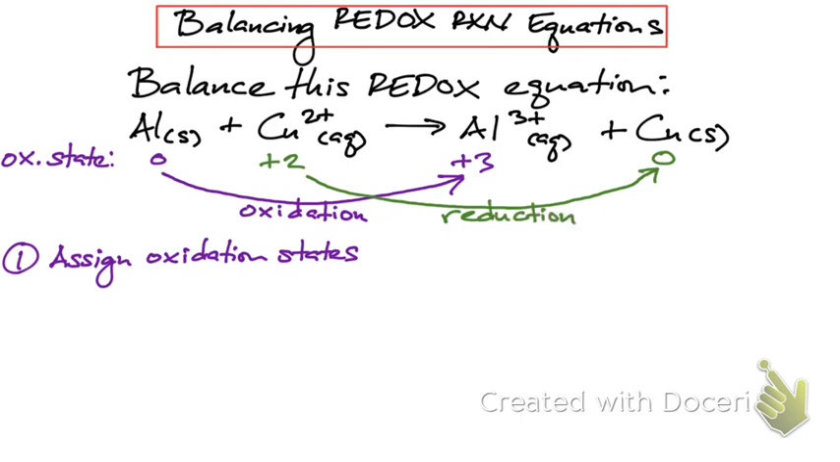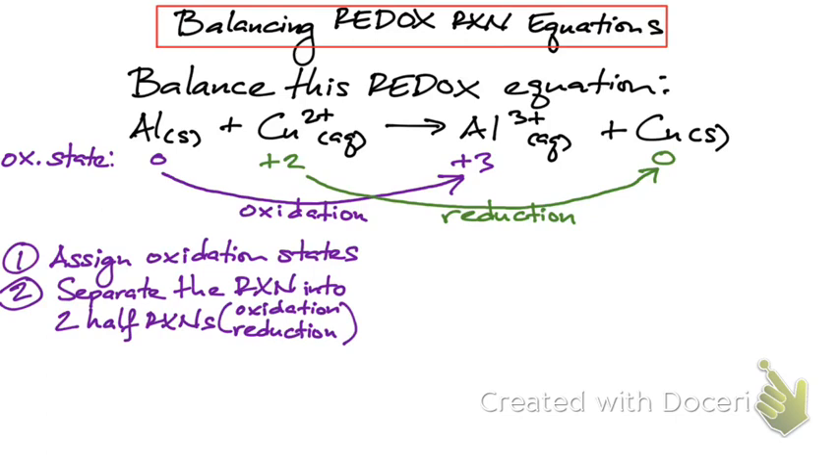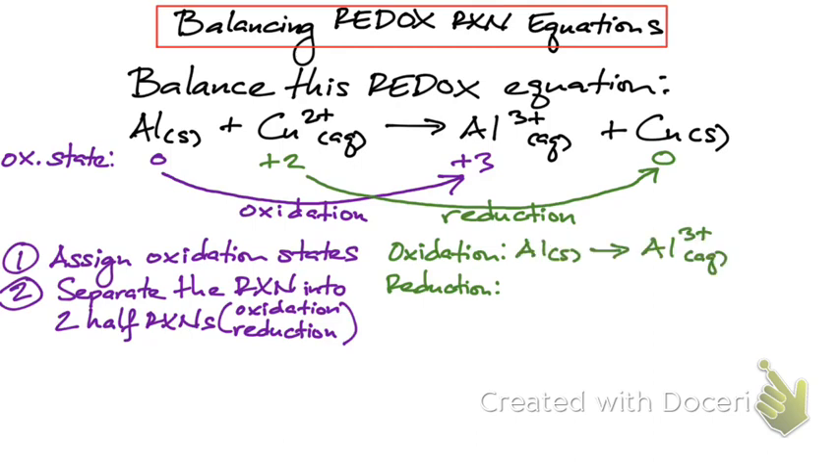Okay, so after you've determined the oxidation reaction from the reduction reaction, we're going to split the overall redox reaction into what they call half reactions. We're going to separate that overall reaction into 2 half reactions, meaning the first half is the reduction reaction and the second half is the oxidation reaction. So here's our oxidation reaction, and here's our reduction reaction.